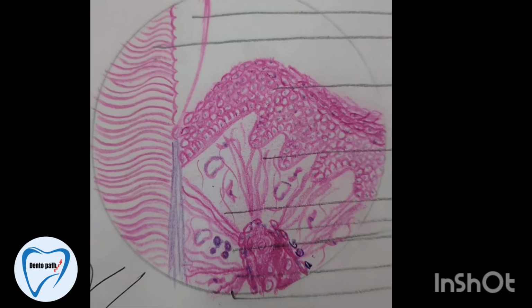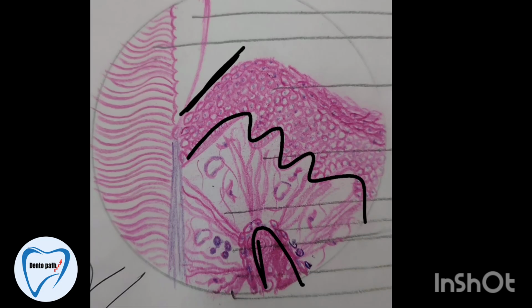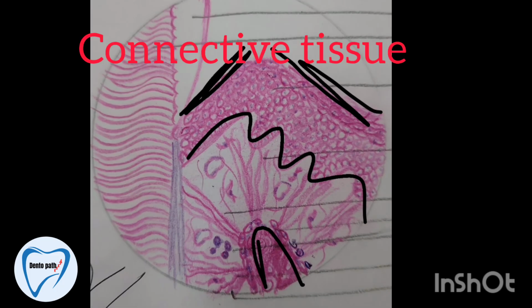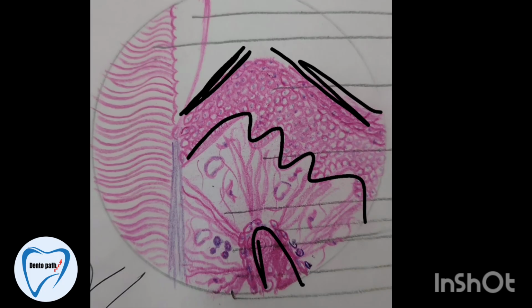So in this diagram, this is the alveolar bone, this is the gingiva, this is the non-keratinized, this is the keratinized part, and this is the connective tissue. The gingival connective tissue consists of collagen fibers, fibroblasts, vessels, nerves, and matrix.